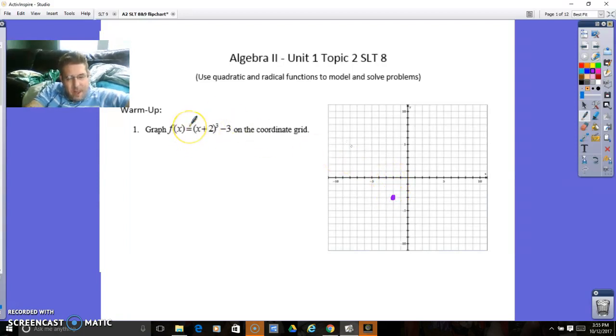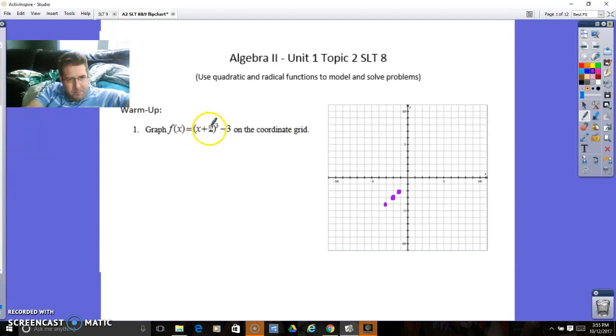Since there is no number on the outside, that means the next point is going to be 1 above, because it's really times 1. So the next point is going to be 1 above it, which means the previous one is going to be 1 below it. Now I need to find at least 2 more points, and I'm going to test 0 as the domain.